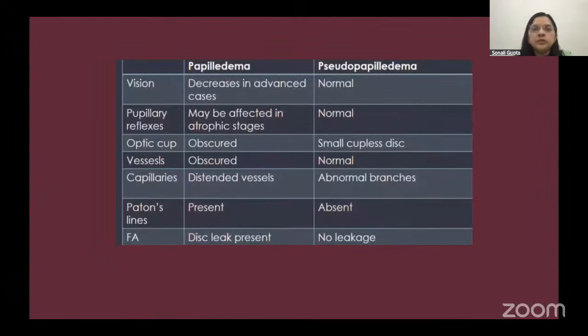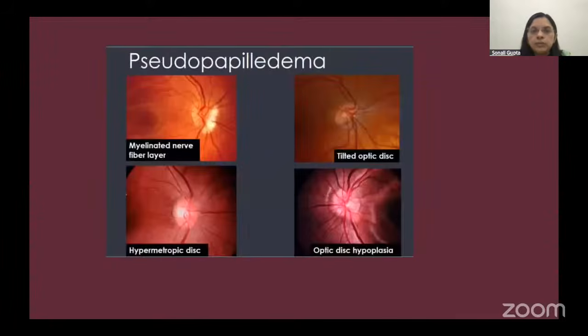We need to differentiate between a true disc edema, or papilledema, and a pseudopapilledema, because many times these appearances are confusing. But from just an isolated fundus picture looking at disc edema, we cannot pinpoint the cause. So comprehensive workup is essential. Depending on how the pupil was, whether the optic cup is obscured, how the vessels are, we can even do an angiography to look for a true disc leak, which would be there in a true papilledema, as opposed to no leakage in a pseudopapilledema.